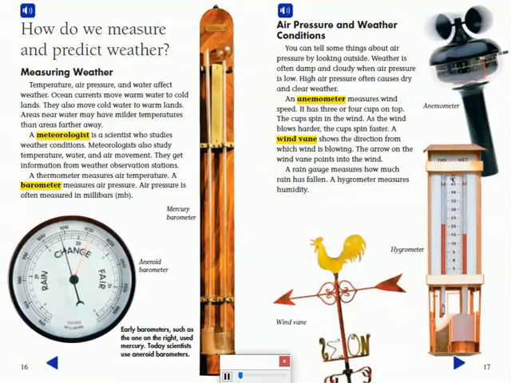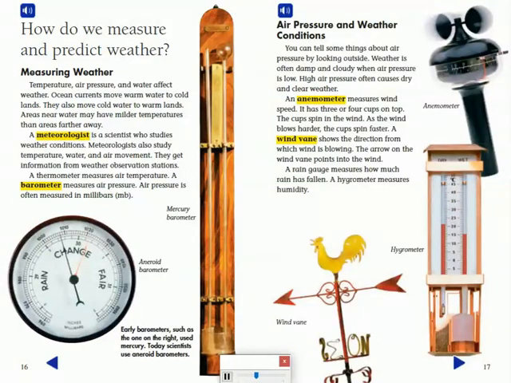Air pressure and weather conditions. You can tell some things about air pressure by looking outside. Weather is often damp and cloudy when air pressure is low. High air pressure often causes dry and clear weather.